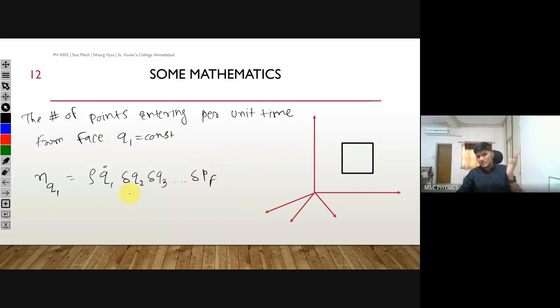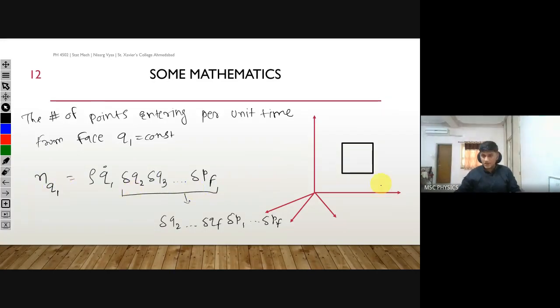So here we considered everything from q2, q3 up to q_f, and then p1 up to p_f. I'll be writing this number in shorthand like this, but what it actually means is delta of q2 up to delta of q_f and delta of p1 up to delta of p_f. For p it starts from p1, but for q it starts from q2 because q1 is already taken care of here. So this gives me the number of points entering per unit time from phase q1 equal to constant.